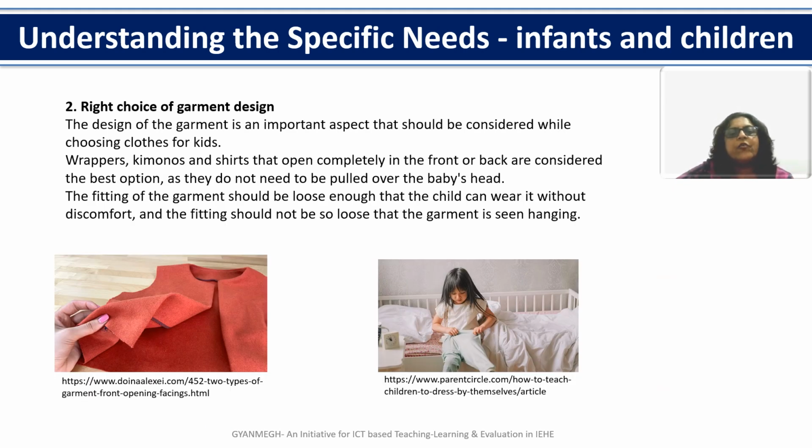Now, right choice of garment design. The design of the garment is an important aspect that should be considered while choosing clothes for kids. Wrappers, kimonos and shirts that open completely in the front or back are considered the best options as they do not need to be pulled over the baby's head. The fitting of the garment should be loose enough that the child can wear it without discomfort, and should not be so loose that the garment is seen hanging.